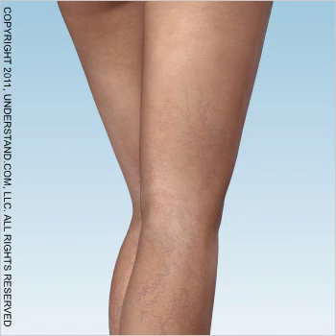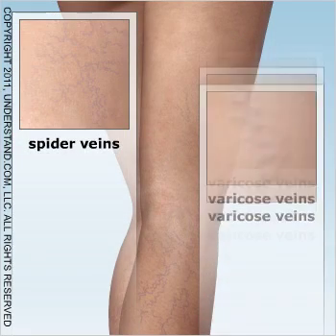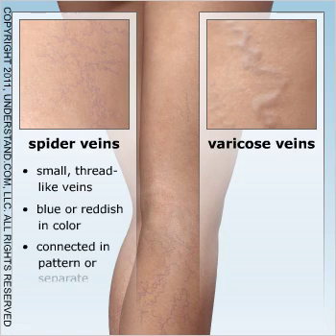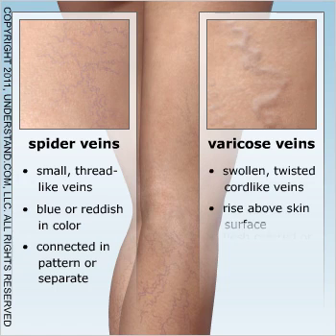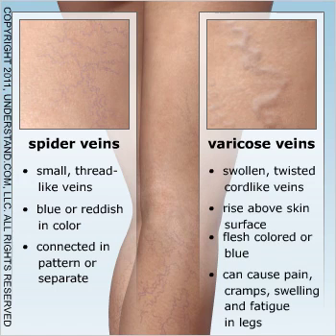Although they have similar causes, spider veins and varicose veins are not the same. Spider veins are generally small thread-like veins with a blue or reddish color that appear beneath the skin's surface. These veins can have a characteristic circular pattern, similar to a spider's web, or can be independent of other veins. Unlike spider veins, varicose veins are generally swollen, twisted, cord-like veins that rise off the skin's surface. Usually deeper than spider veins, varicose veins are flesh-colored or blue in appearance and can cause pain, cramps, swelling, and fatigue in the legs.